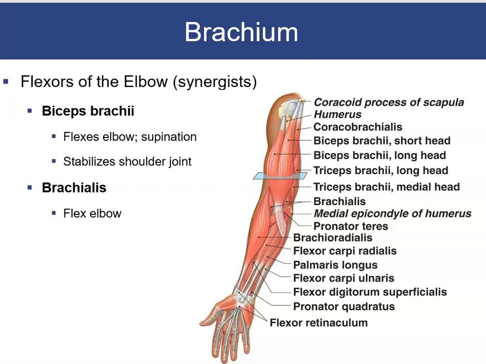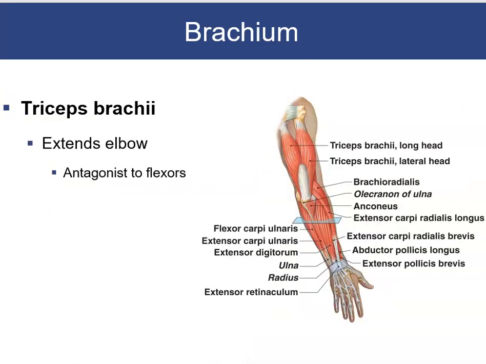And then the brachialis muscle is a little bit smaller. It's just underneath here. This is a synergist to the biceps brachii because it also can flex the elbow. The antagonist to the biceps would be the triceps brachii. This one extends the elbow.